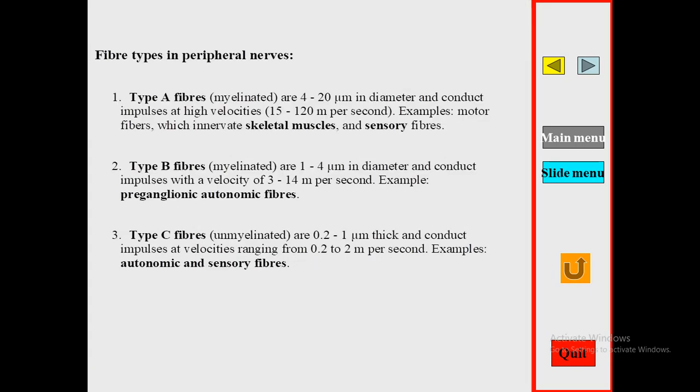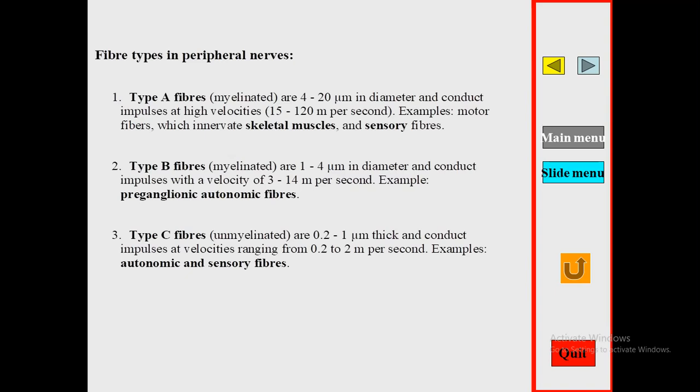Then we moved to peripheral nerves and we said they are classified into type A fibers, type B fibers, and type C fibers. Type A, they are myelinated. They are thick fibers with large diameter and the conduction speed is very high, and those types of fibers are present in skeletal muscle and sensory nerves, while the type B fibers also are myelinated with less diameter. Of course, when we say more diameter it means more conduction of impulses, the velocity is higher.